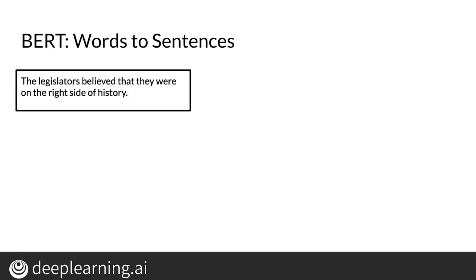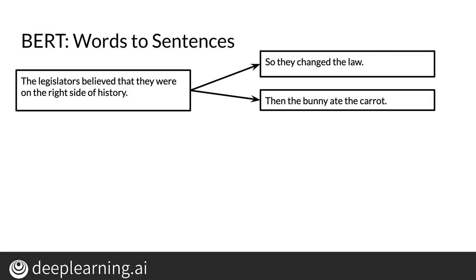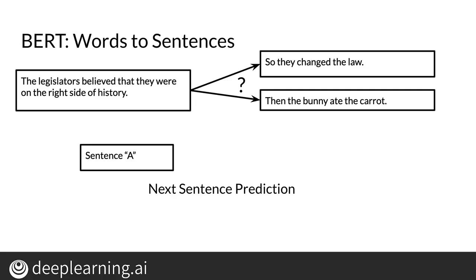So if we're to look at words to sentences, meaning instead of trying to predict just the word, we'll try to predict what the next sentence is. So given the sentence over here, the legislators believed that they were on the right side of history. Is this the next sentence or is this the next sentence? So you have a sentence A, and then you try to predict the next sentence, sentence B. So in this case, it's obviously, so they changed the law.